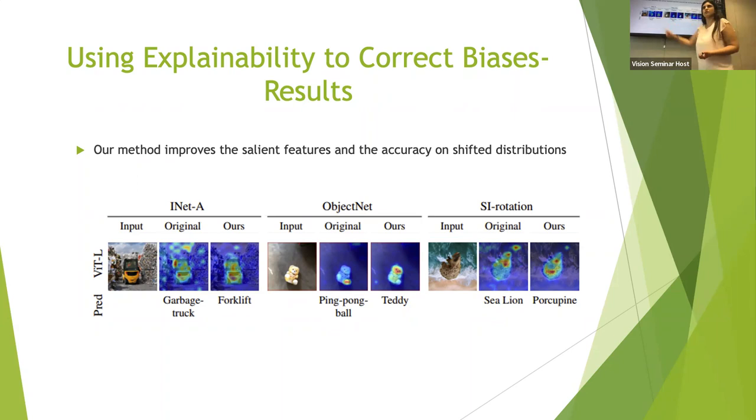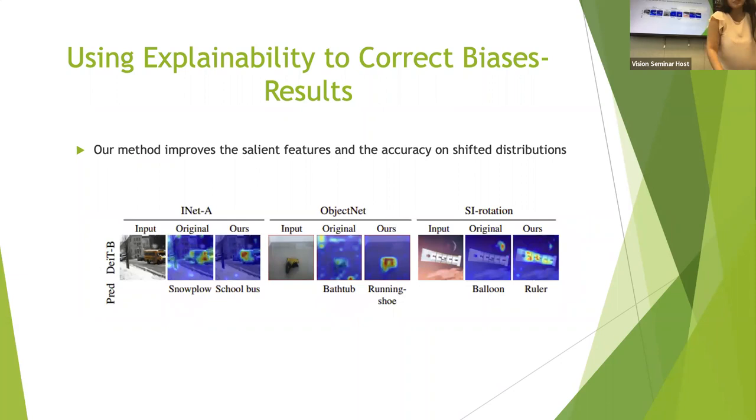Here you can see a teddy bear that was classified as a ping pong ball due to the sparse consideration of just its paw. And after the fine-tuning, it is correctly classified. And the third example is a porcupine that was classified as a sea lion due to the background of the ocean. So once the model really learns to look at the correct pixels, it does make the correct prediction. These are additional examples, but really, we don't have time.